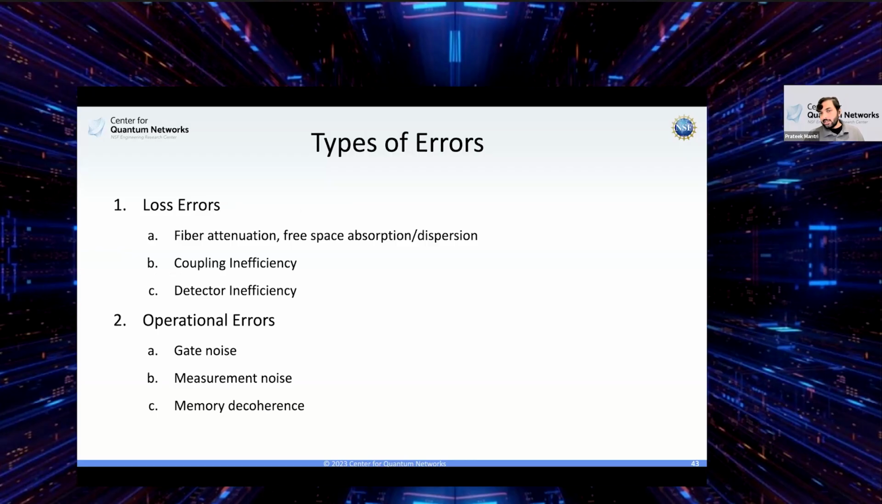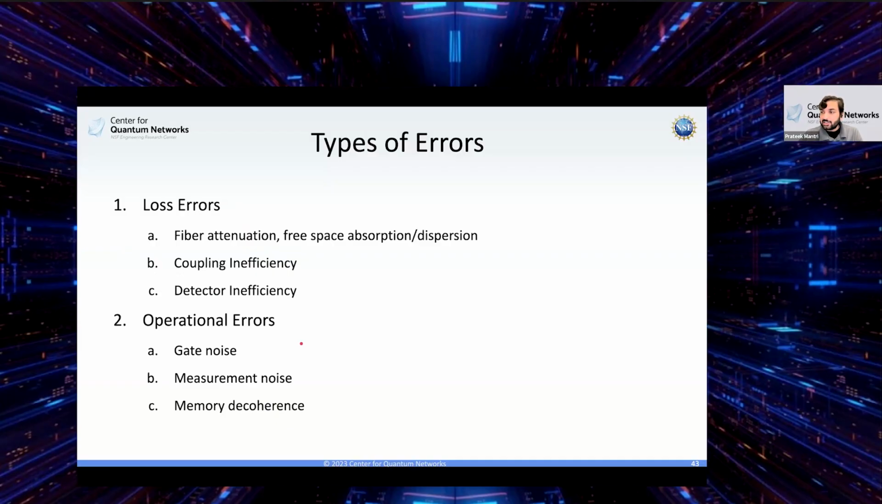All right. Now let's move to the crux of the different kinds of errors that we find when we're dealing with quantum repeaters. These are primarily categorized under these two categories. One are the loss errors, and the other are operational errors.